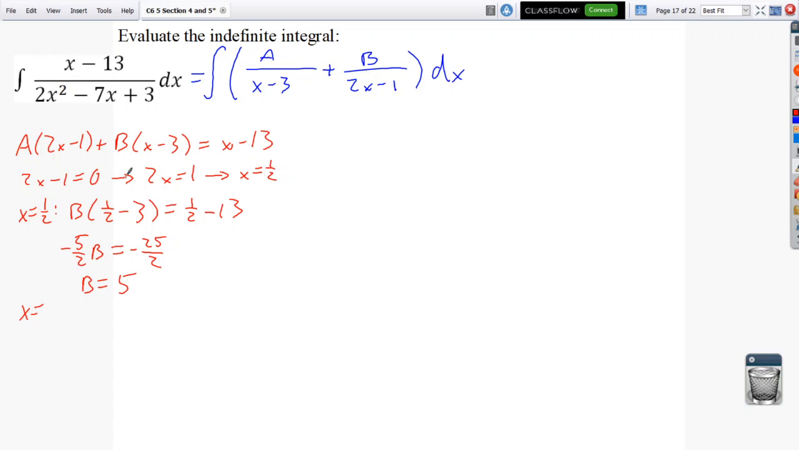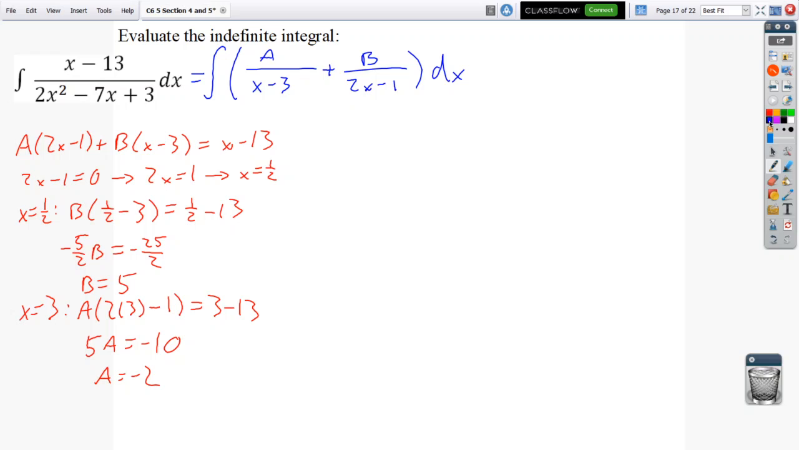Again, other choice here, what makes this equal to 0? That's just 3. You can't see it, but I'm covering up the b times the x minus 3. This becomes a times the quantity of 2 times 3 minus 1 equals 3 minus 13. 6 minus 1, so 5A equals negative 10. A is equal to -2. So I've got my A and my B.